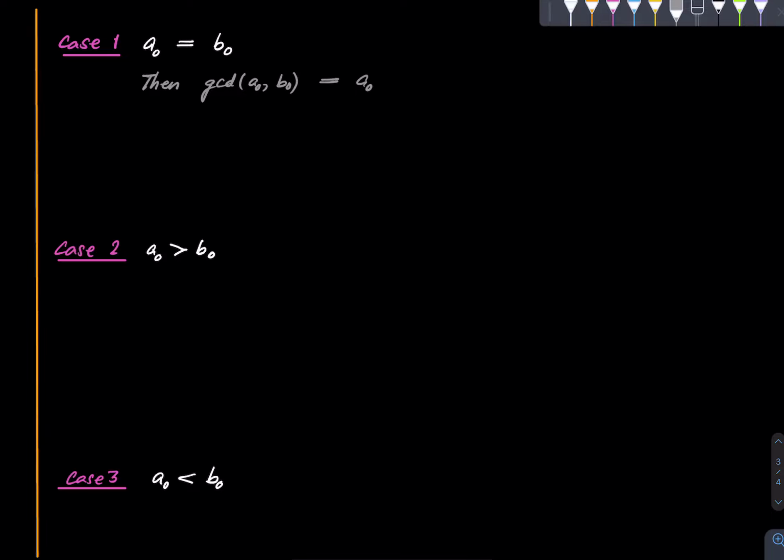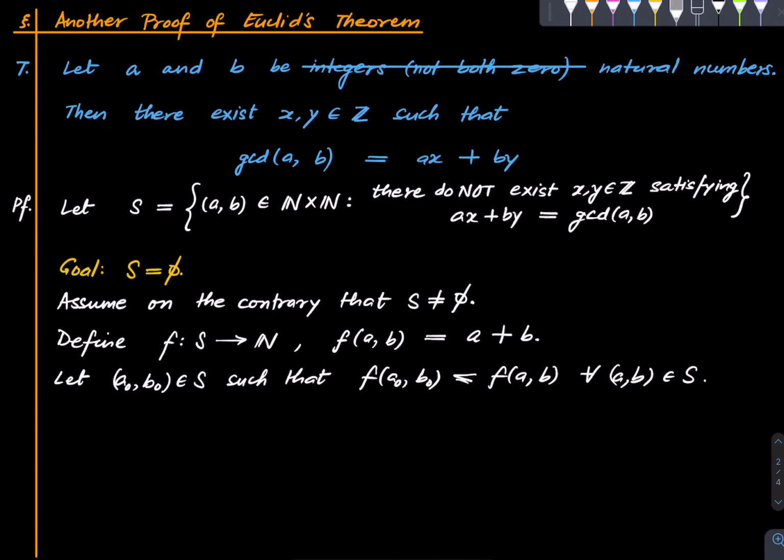This is equal to a naught, and a naught is also equal to a naught times 1 plus b naught times 0. And therefore, (a naught, b naught) is not in S, which is a contradiction because (a naught, b naught) was a member of S. Right? It was the smallest kind of member of S. I shouldn't say the smallest because there could be multiple such things, but we have just fixed one such element in S for which the size is smallest possible.